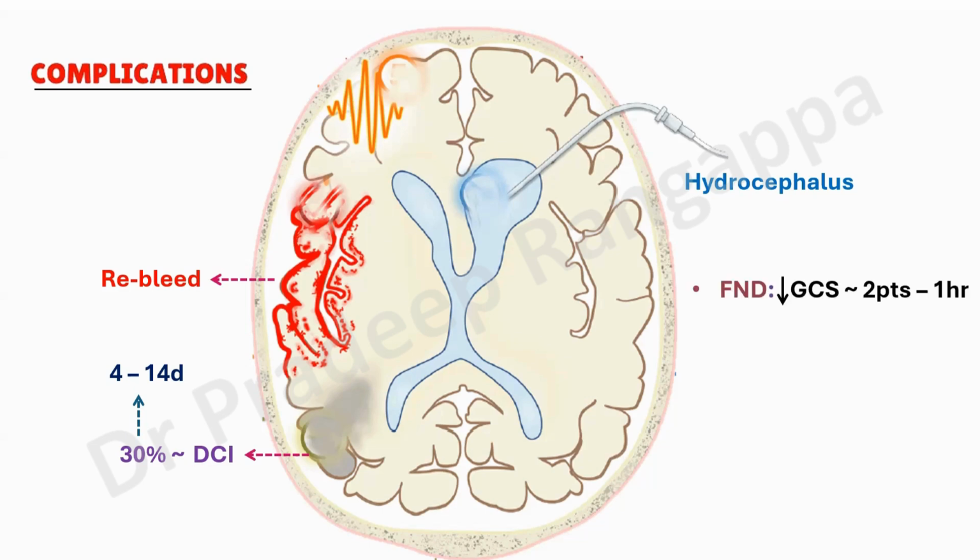If there is a reduction in GCS by 2 points, and this lasts for around 1 hour, that's when we call it that the patient has developed focal neurological deficits and possibly vasospasm is setting in. And sometimes these focal neurological deficits can be very subtle. Like they can even have hemianopia, or they can have aphasia, or they can have slurring of speech or hemiparesis.